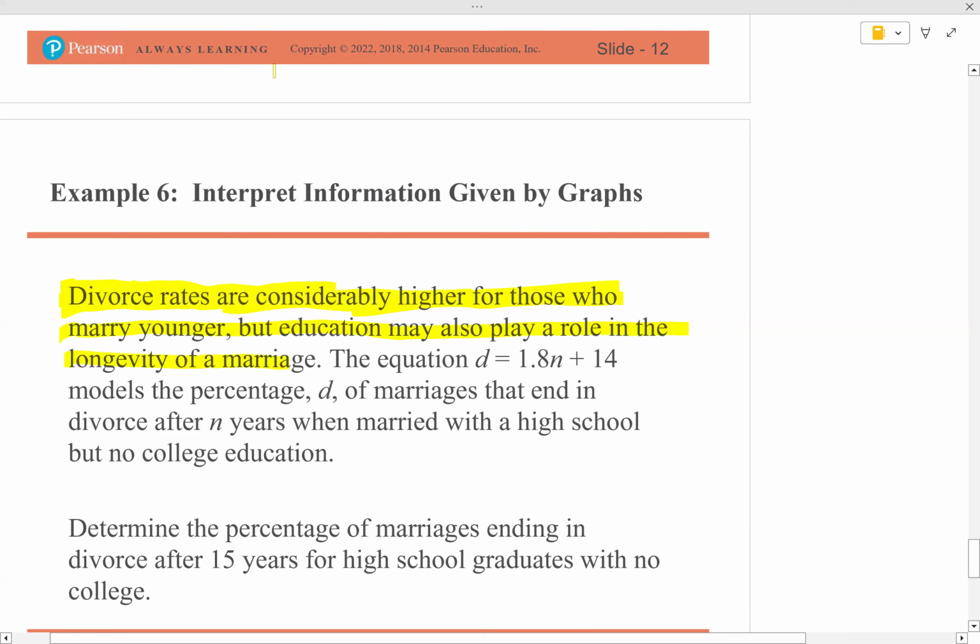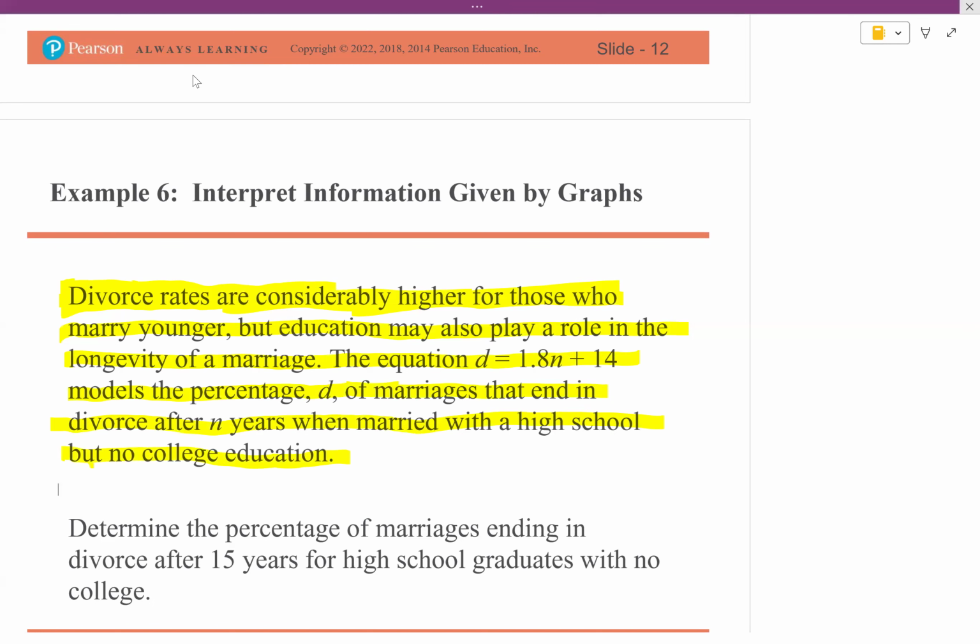What? The equation D, man, why can't they use X and Y? Come on. D equals 1.8N plus 14 models the percentage D of marriages that end in divorce after N years when married with a high school but no college education. Okay, so what is it?